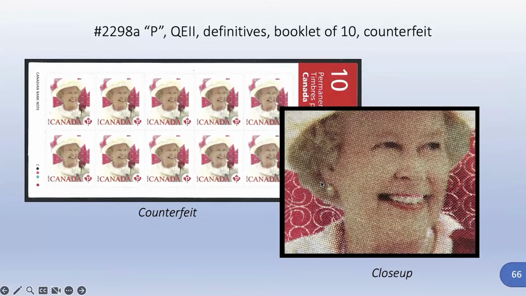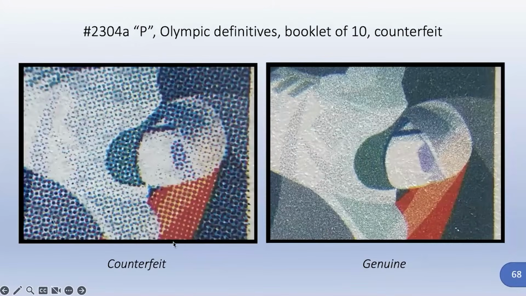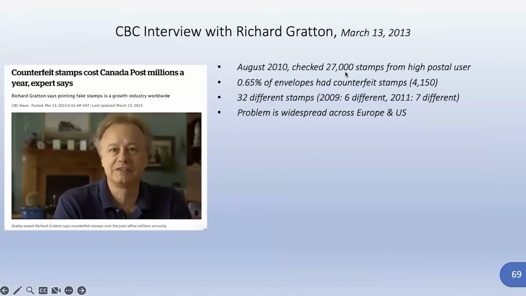I didn't have an original booklet of that one. Here's another booklet, counterfeit and genuine. Again, we see the same issue. Counterfeit, coarse; genuine is a very fine matrix. I did an interview with them. They checked 27,000 stamps from a high postal user, and probably 400 had counterfeit stamps, just under 1%. 32 different stamps were being reproduced.